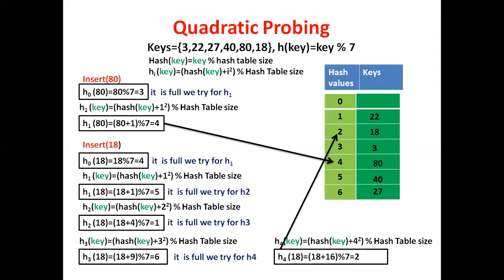So when we are inserting 18, the problem occurs. Again go for i value 1, so 1 square. Again it is full. Again go for i value 2, 2 square. Again go for i value 3, 3 square. Now again go for 4, 4 square. So there we can find our empty bucket by using the quadratic probing method. So 18 you can insert at the second bucket.